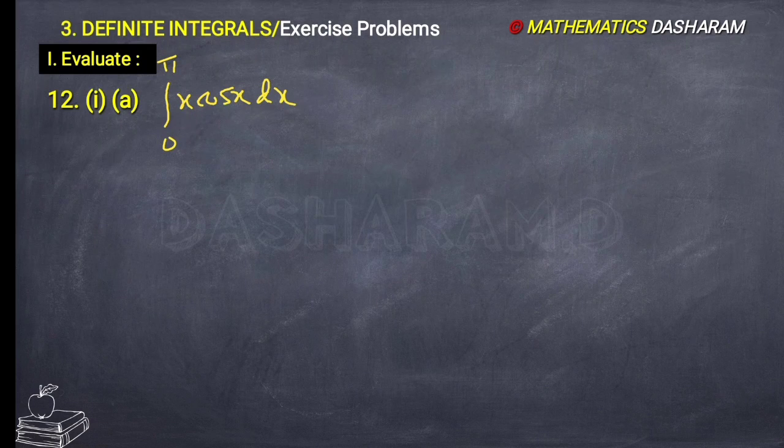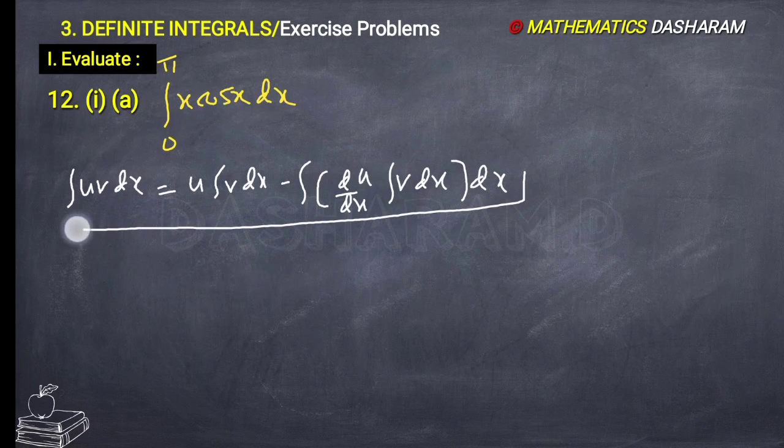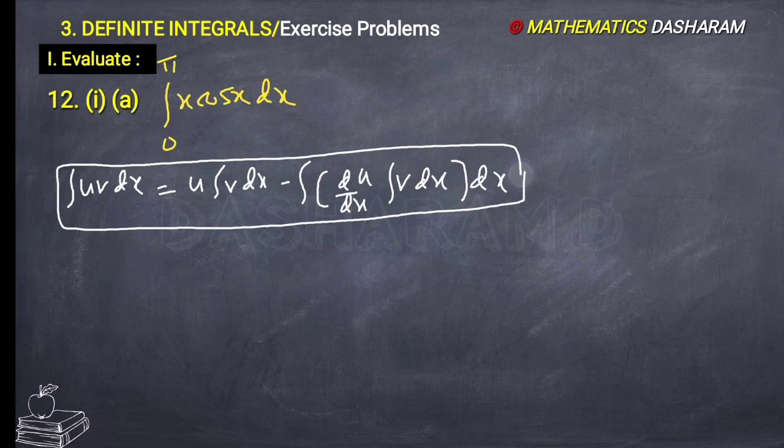12th bit, first problem, integral 0 to pi x into cos x dx. So here use the product formula, that is integral u into v dx. Okay, so what is that? Integral u v dx is u into integral v dx minus integration of d by dx of u, integration of v dx, and whole dx. This is the product rule for the integration.